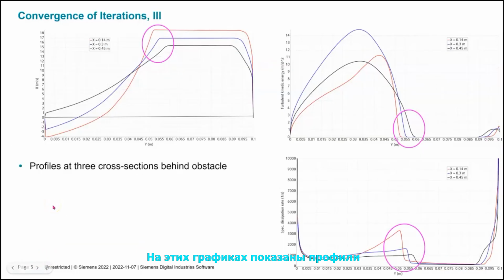These plots show the profiles of the streamwise velocity component, turbulent kinetic energy, and specific dissipation rate at three cross-sections behind the obstacle, at x equals 0.14 meters, x equals 0.3 meters, and x equals 0.45 meters. Note the extremely high gradients of all variables near walls and at the shear layer.